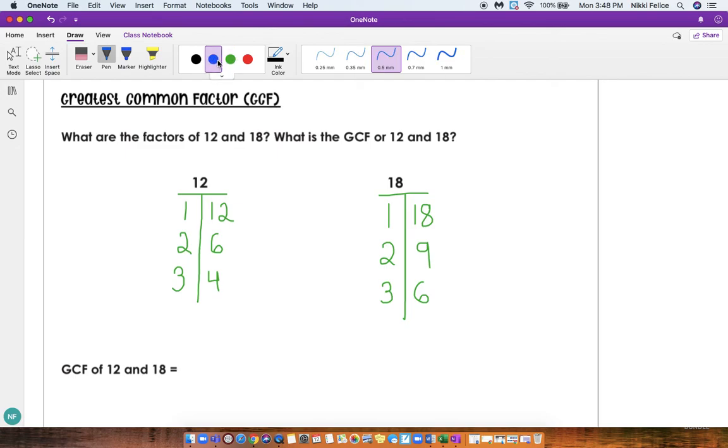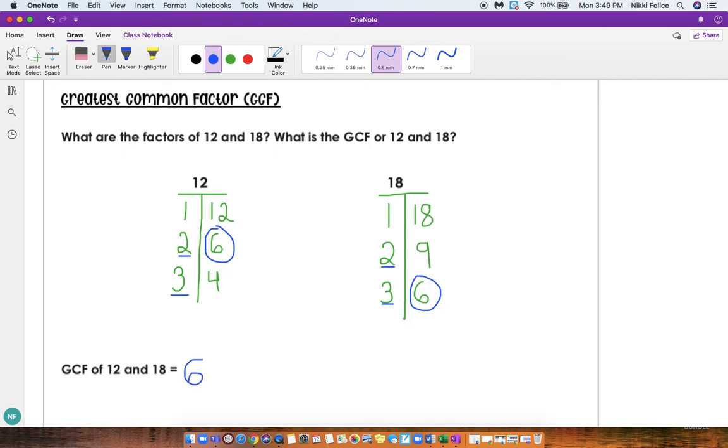So to find the greatest common factor, I want to know what's the greatest factor that these two numbers have in common. Well, I see they both have a 2, but that's not the greatest factor in common. They both have a 3. That's also not the greatest factor they have in common, though. The greatest factor they have in common is 6. So the GCF of 12 and 18 is 6.